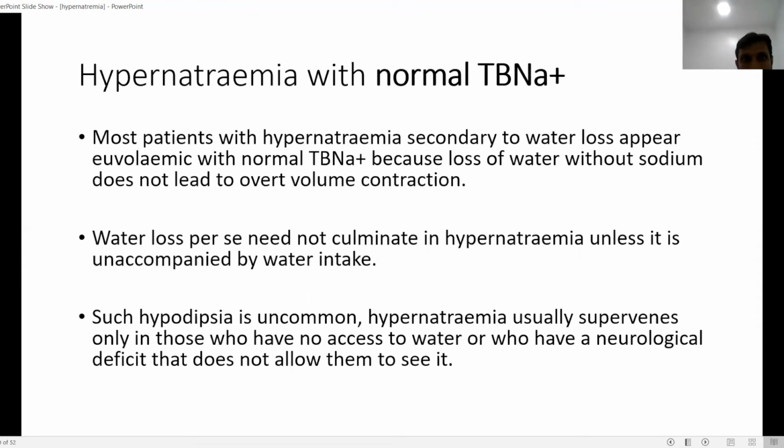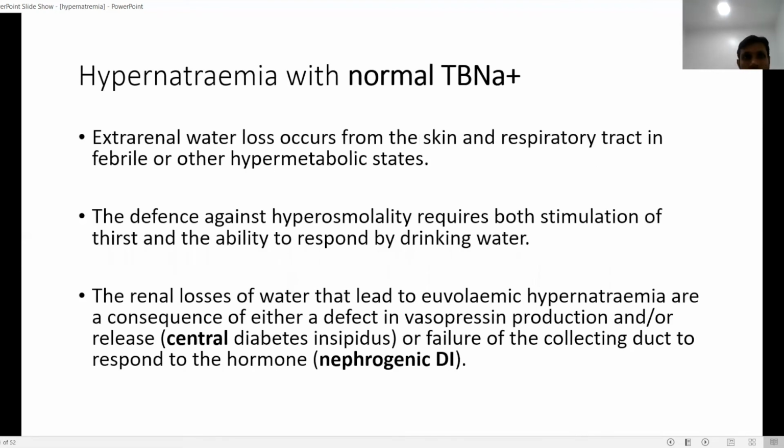Then the third one is hypernatremia with normal total body sodium concentration. Most patients with hypernatremia secondary to water loss appear euvolemic with normal total body sodium concentration, because loss of water without sodium does not lead to overt volume contraction. Water loss per se need not culminate in hypernatremia unless it is accompanied by inadequate water intake, as I told before. Such hypodipsia is uncommon. Hypernatremia usually supervenes only in those patients who do not have any access to water or who have a neurological deficit that will not allow them to seek water.